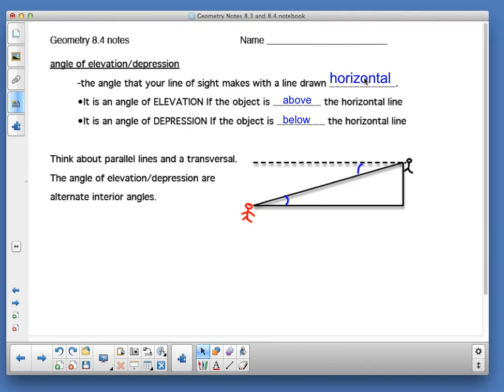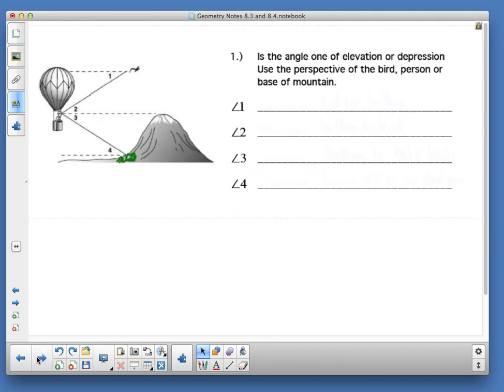Now it's just us applying it. Okay, so now let's talk about, I've got my bird, okay, up there. It's at angle 1. And I'm saying, hey, from angle 1, is it an angle of depression or elevation? And it's in respect to the bird. The bird has angle 1, its line of sight's horizontal, but it's looking down at the person in the balloon. So that's an angle of depression, and it's bird to balloon, okay?